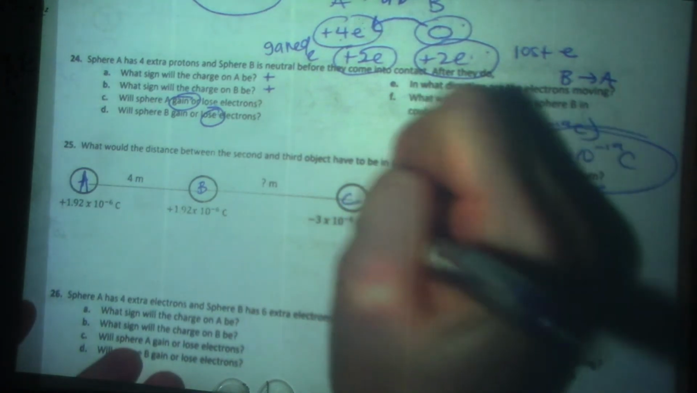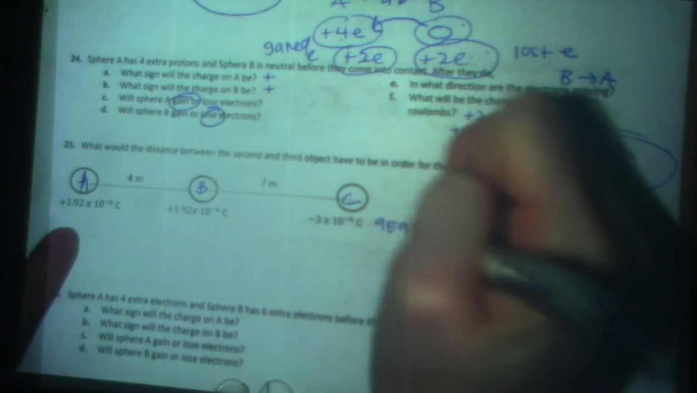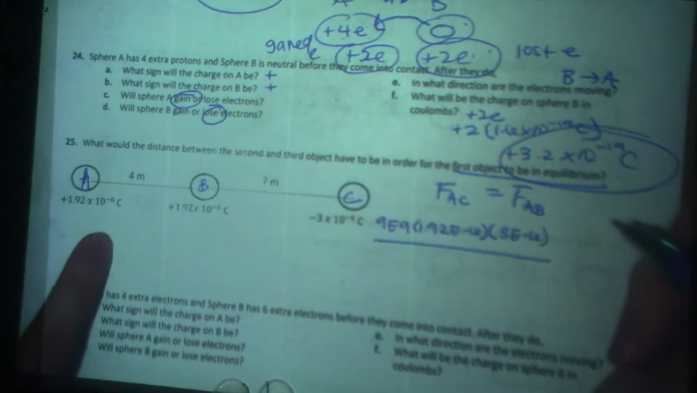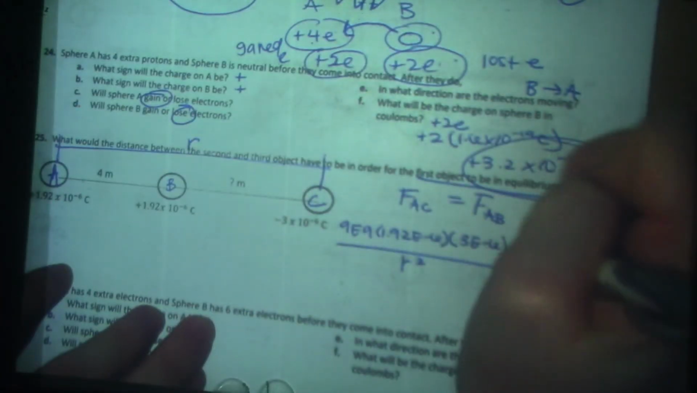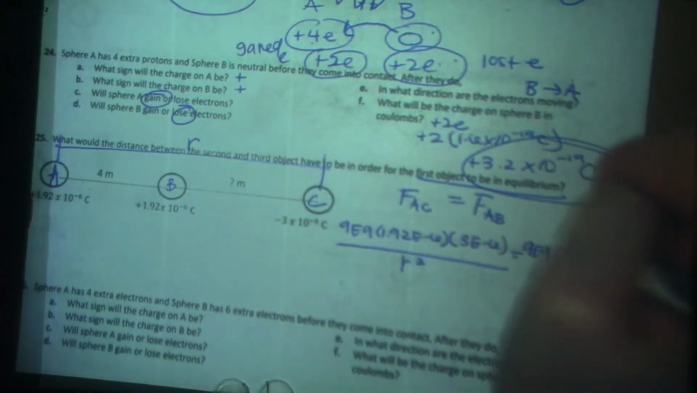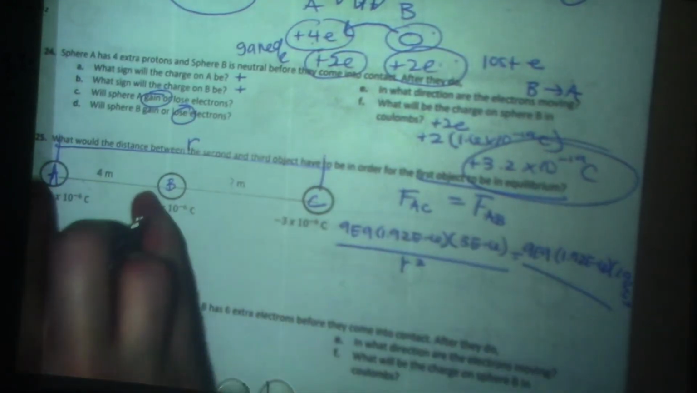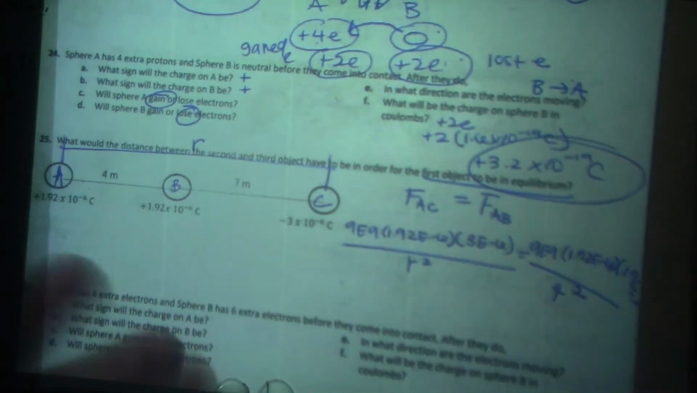So K, 9E9 times charge 1.92 E negative 6. Charge of C, 3 E negative 6. Again, we don't plug in the signs on the charges. Over AC. Now we don't know what AC is. Let's just call it R. So R squared equals K, 9E9 times the charge of A, 1.92 E negative 6, running out of room, times B, 1.92 E negative 6. Over, and then AB is just this distance 4 squared.